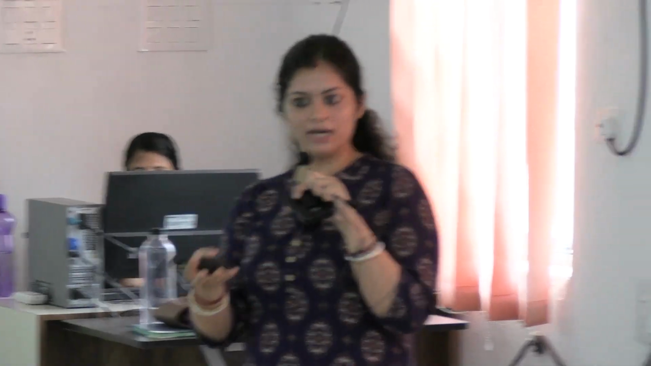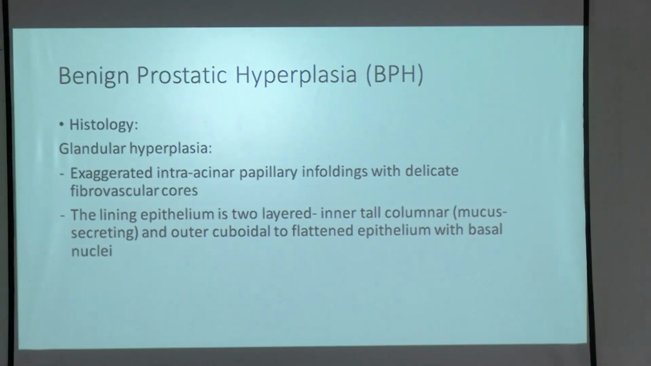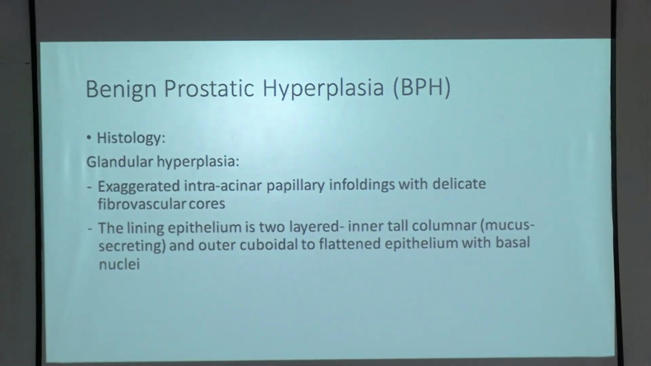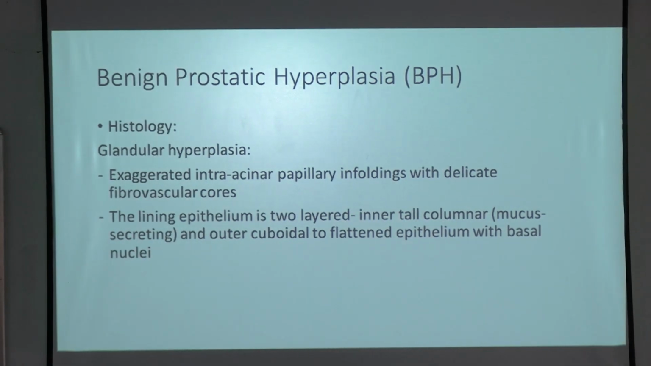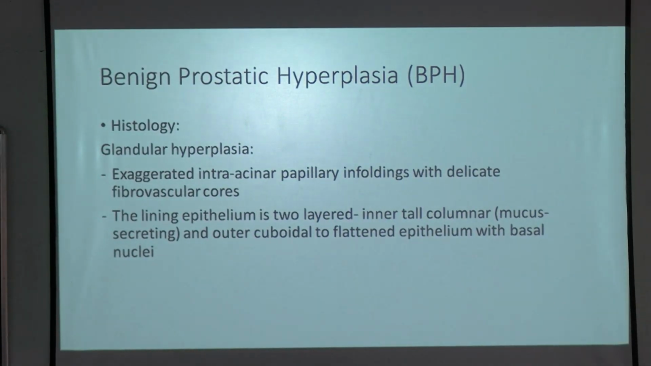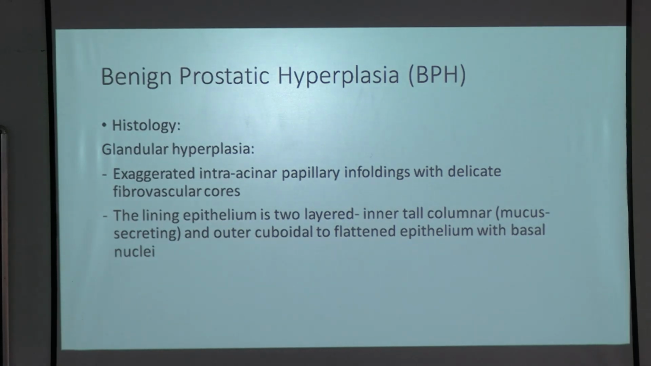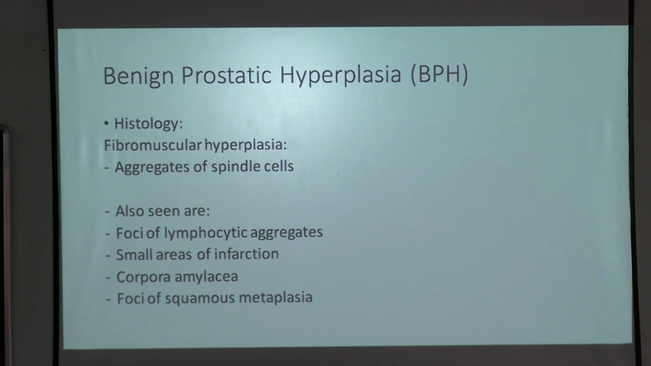একদম ফ্র্যাগমেন্টেড হয়ে আসে। So histologically glandular যদি hyperplasia হয় তাহলে আমরা কি দেখবো, there will be exaggerated intra-acinar papillary infoldings and delicate fibrovascular cores, আমি যেটা দেখাবো তোমাদের further slides এ। আর the lining epithelium is two layered, একটা ইনার কলামনার থাকে and outer cuboidal and basal layer, ঠিক আছে? এবার যদি ফাইব্রোমাস্কুলার হাইপারপ্লেজিয়া হয় there will be aggregates of spindle cells.